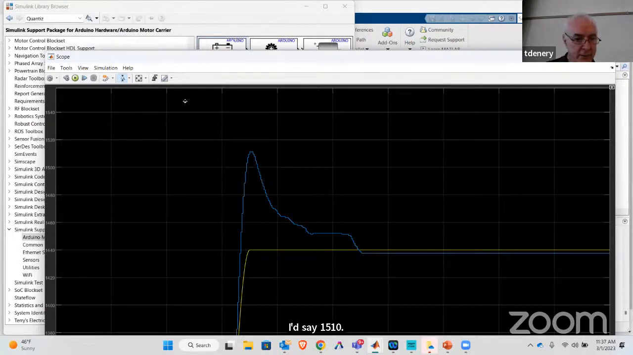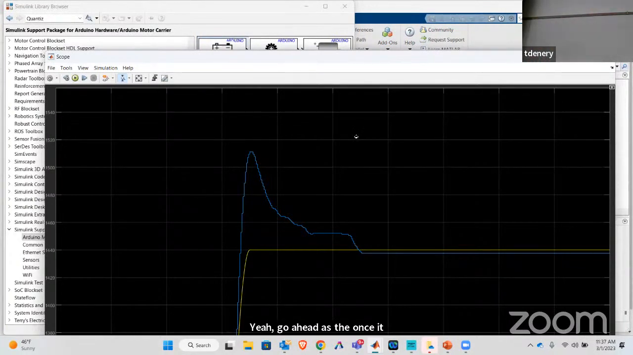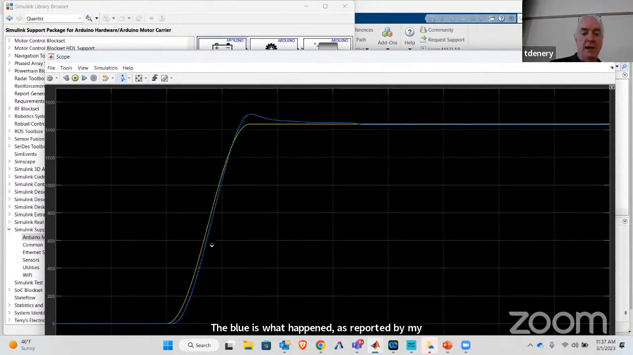And it takes, let's see, probably about 2 seconds to settle into the closest value. Yeah, go ahead. Just to clarify my question, the green is the wanted voltage application, and the blue is what actually happened? That's my position command. I told it to take this shape, that's what I want to happen, and the blue is what happened, as reported by my encoder. Thanks.